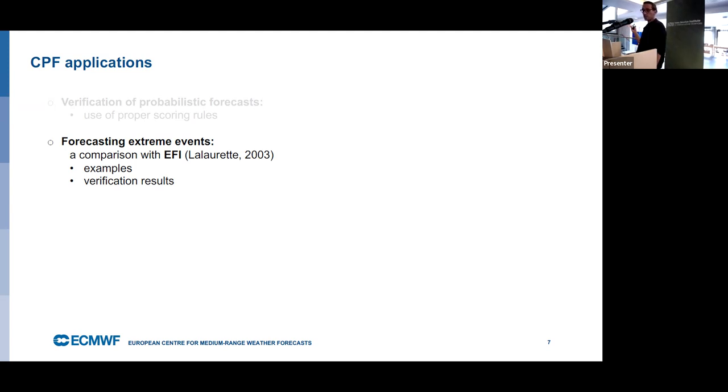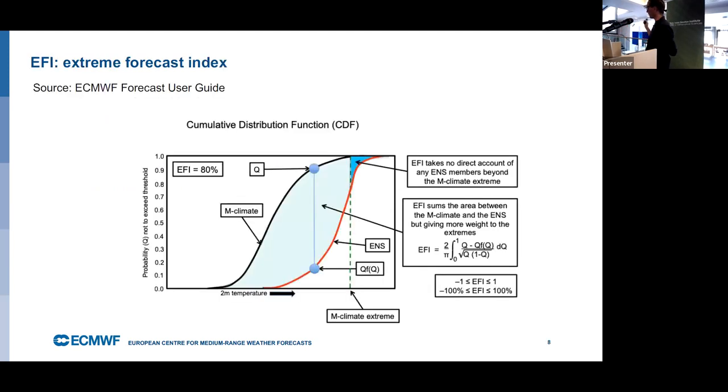And we already have a kind of iconic product at ECMWF, which is called the EFI, the Extreme Forecast Index. It was introduced by François Lalaurette at the beginning of this century, and it's very much used when we look at extremes, to try to understand whether the predictability of the event was captured in our ensemble forecast. So that's why I would like to discuss here how the crossing point forecast compares with this index, the EFI.